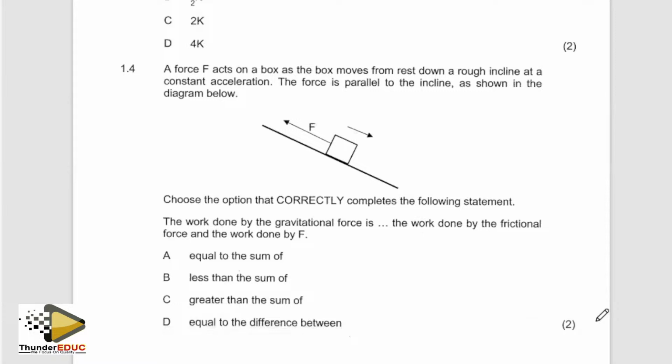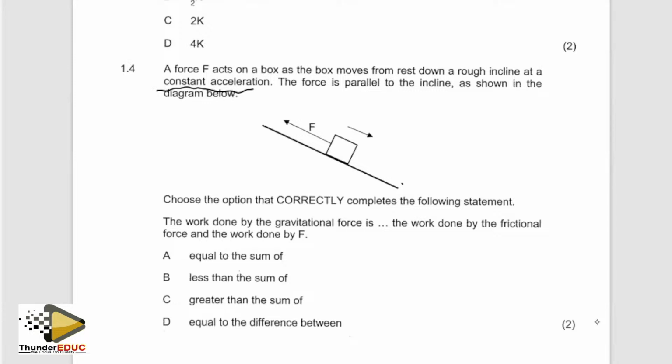Then 1.4. With 1.4, a force F is acting on a box. It moves from rest down a rough incline at a constant acceleration. The force is part of the incline as shown in the diagram below. A force F acts on a box as the box moves from rest down an incline at a constant acceleration.